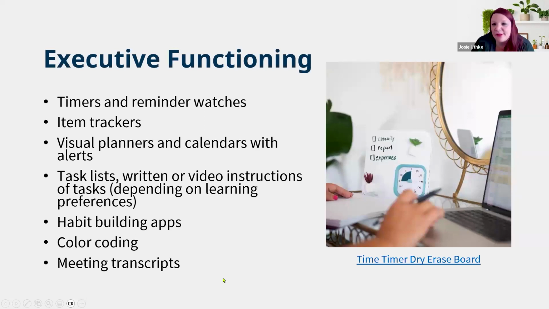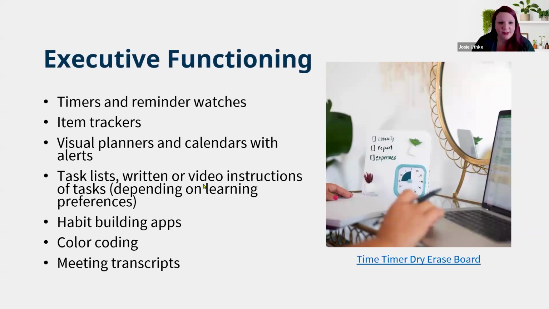Executive functioning. So in this photo, what we see is someone where there is a whiteboard and they're utilizing a time timer, visual timer on a whiteboard. And it's really neat because you're able to just visually see these blocks of time and the way this timer is working. It's showing 15 minutes are remaining on 3 different tasks. Being able to have those visual reminders can be really helpful. Some other examples include additional kinds of timers and reminder watchers, item trackers, visual planners, calendars with alerts. They have so many cool visual planners now.